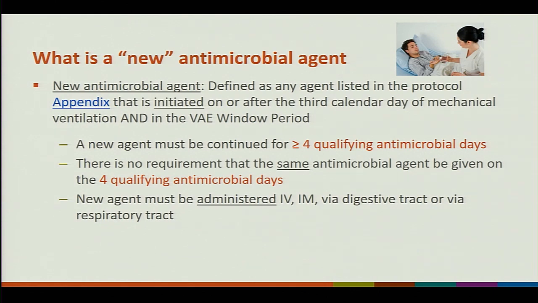Okay, so the next criteria that must be met for IVAC determination is for a new antimicrobial agent to be started during the VAE window period and continued for at least 4 qualifying antimicrobial days. A new antimicrobial agent is one that is listed in the appendix section of the protocol and which is initiated on or after day 3 of mechanical ventilation and within the VAE window period. An important note is that it doesn't have to be the same antimicrobial agent which is administered for the 4 QADs. They just have to meet the definition of new.